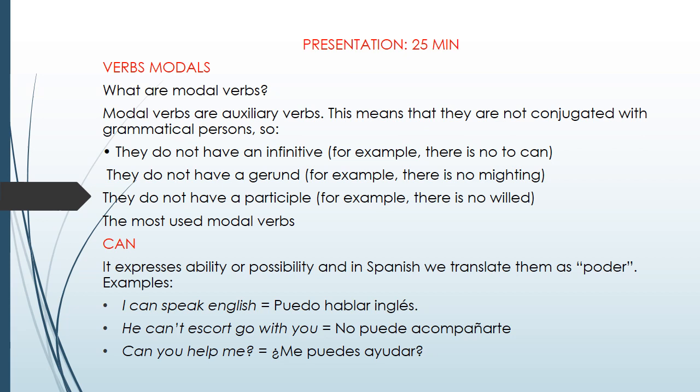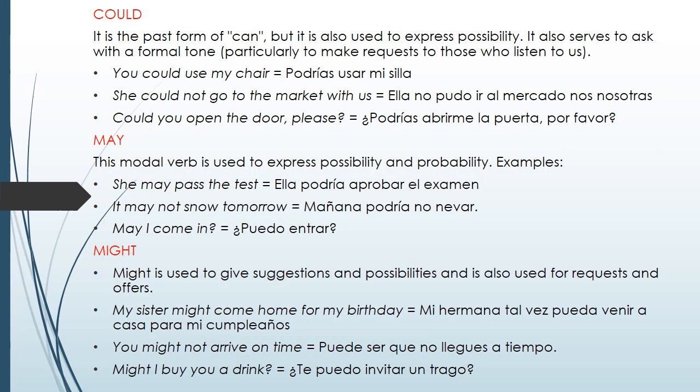It expresses ability or possibility, and in Spanish we translate it as poder. Examples: I can't speak English. He can't score good with you. Can you help me? And the next modal verb, could. It is the past form of can, but it is also used to express possibility. It also serves to act with a formal tone, particularly to make requests to those who are listening to us. For example, you could use my chair, and you could not go to the market without... Could you open the door, please?